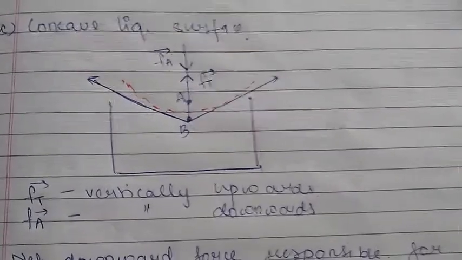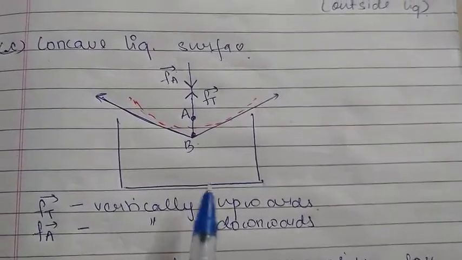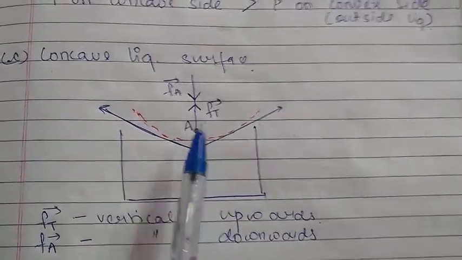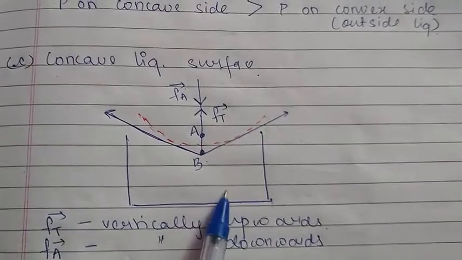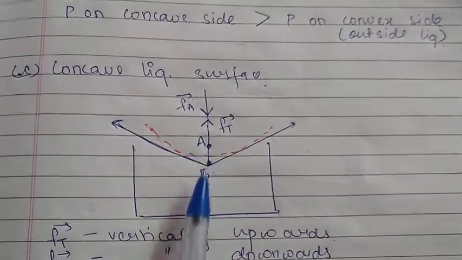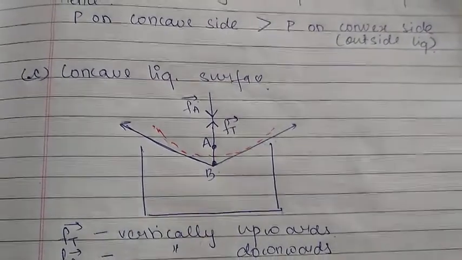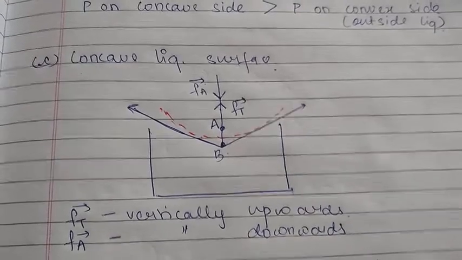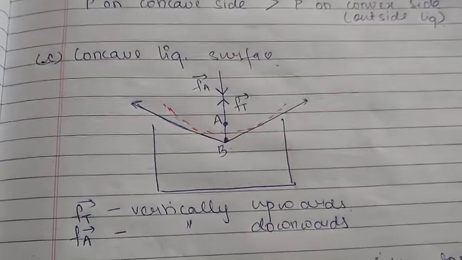So in such case, you can say that the pressure on the concave side, here outside the liquid, is more than the pressure on the convex side, that is inside the liquid. So here pressure is more and here pressure is less. So this small example gives you the variation in the pressure depending on what kind of liquid surface you have.